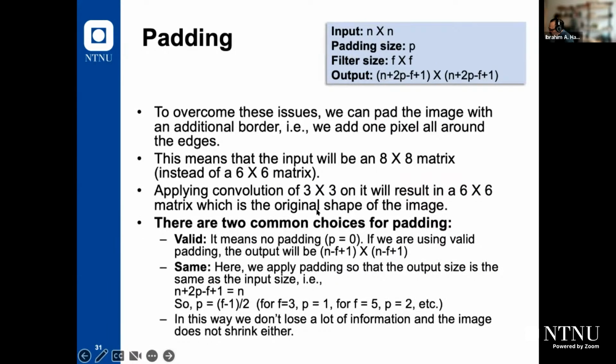So to overcome those issues, we can pad the image with an additional border. We add 1 pixel all around the edges. And this means that the input will be an 8 times 8 matrix instead of 6 times 6.